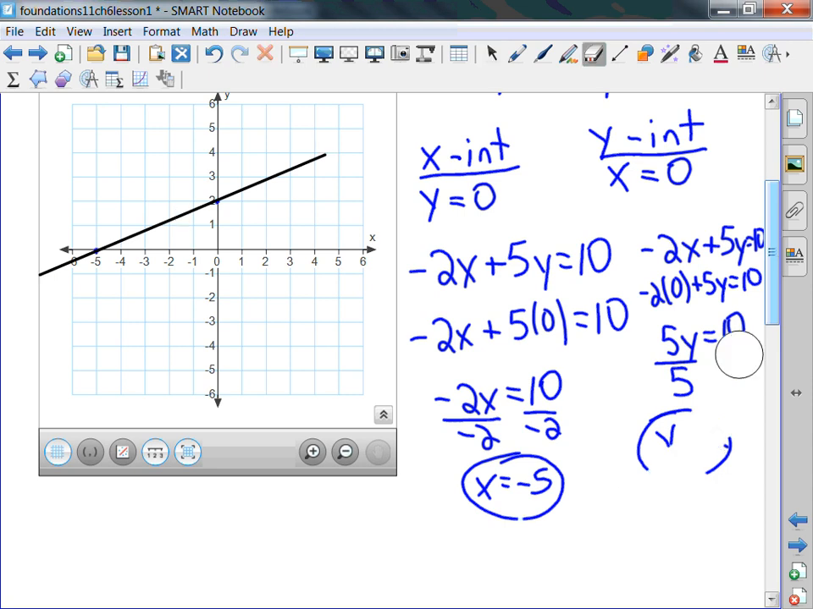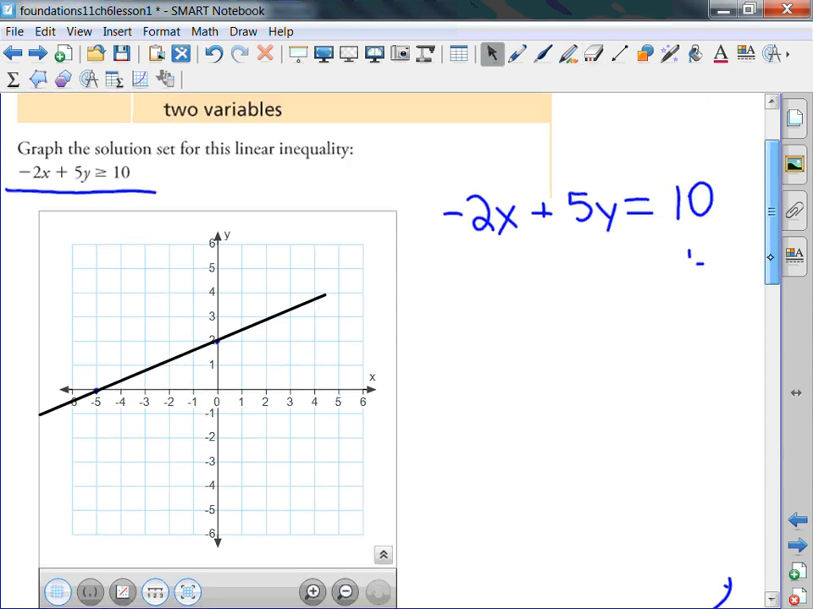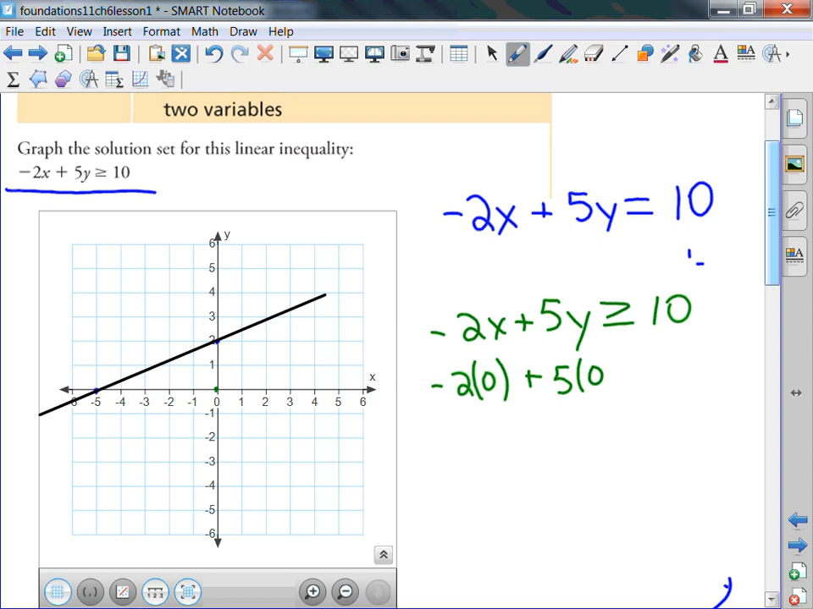So I'm going to give myself some room up here. I'm going to rewrite our linear inequality, which was negative 2x plus 5y is greater than or equal to 10. To determine which side of the solution set, as I mentioned, I'm going to substitute the origin (0, 0) to determine if I get a true statement. So negative 2 times 0 plus 5 times 0 should be greater than or equal to 10.